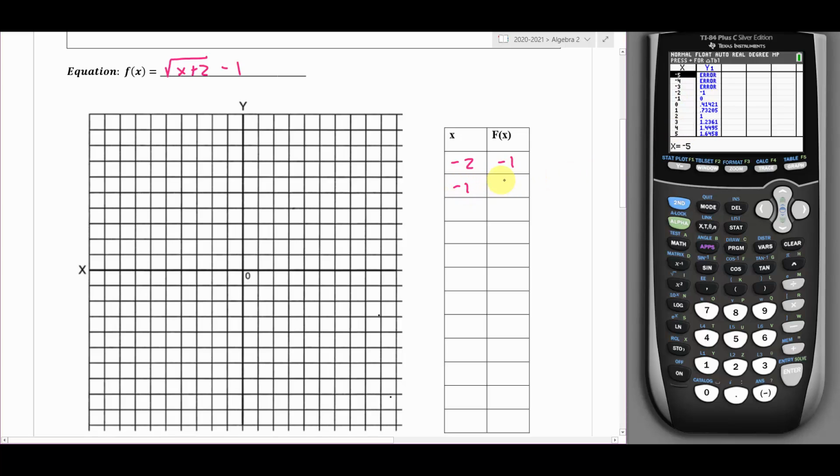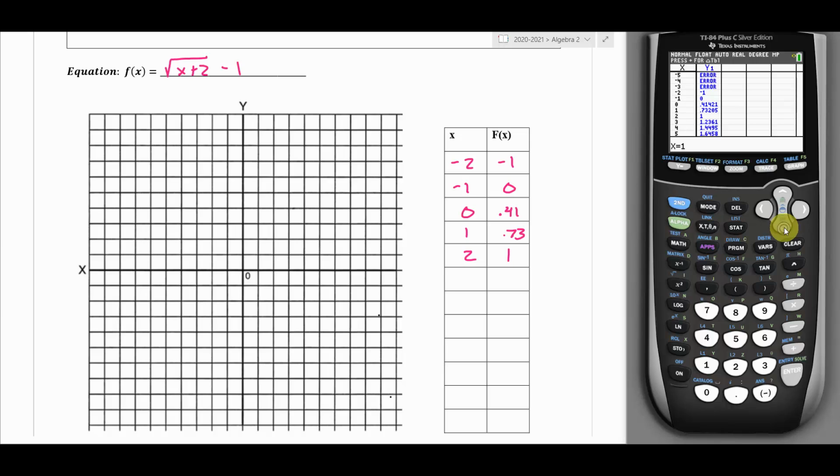So I got -1, 0, I got 0, and we'll just go to 2 decimal places here. So 0 and 0.41. And then 1 and 0.73, 2 and 1. And then I'm going to skip ahead a little bit here and grab one more point.